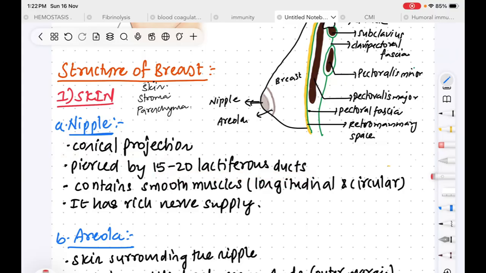These lactiferous ducts deliver milk. There are almost 15 to 20 lactiferous ducts which pierce the nipple, and the nipple contains smooth muscles. These smooth muscles are both longitudinal and circular. So both longitudinal and circular smooth muscles are present at the nipple, and the nipple is rich in nerve supply.